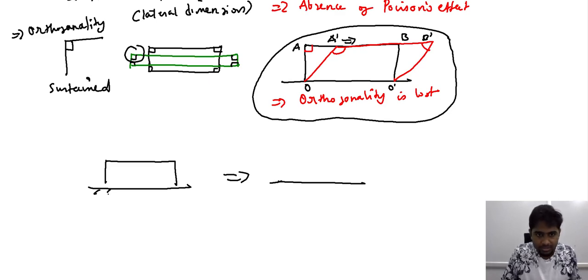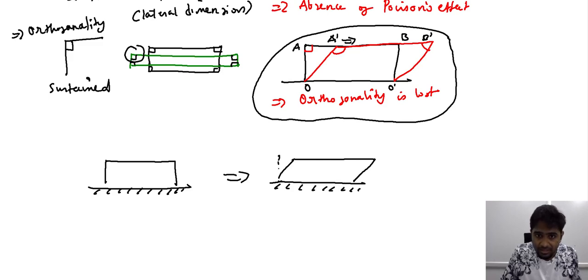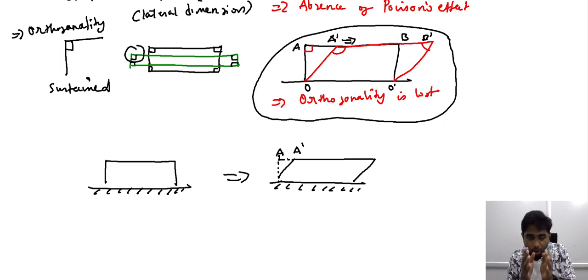So this is our original sample, we have fixed it here, and after imposing the shear load, the sample will be of this form. Now what essentially we have observed is, this is the original position of the corner, and now the new position is A prime. Now we can use this shift in the position of the corners to describe the response offered by the material.